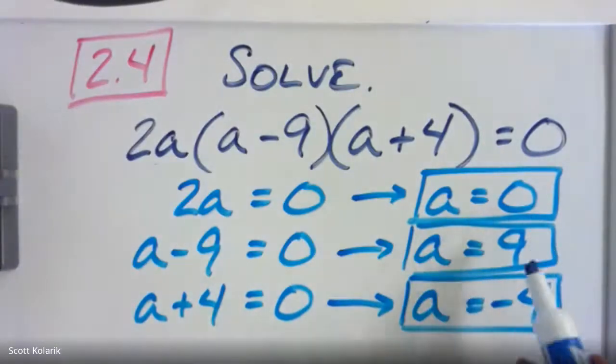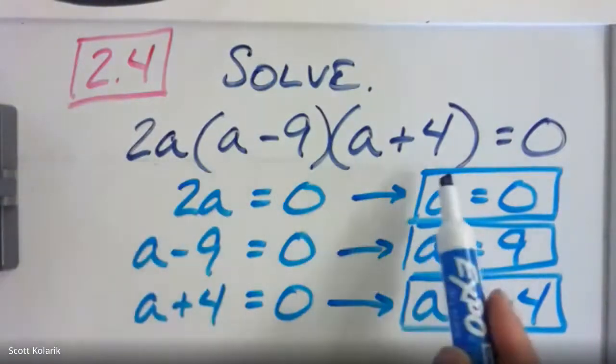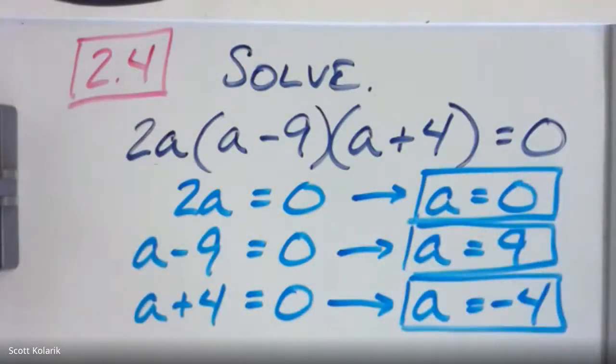If a is any one of these 3 numbers, this entire string will equal 0. That is how we go about solving problem number 8. Great. Done.